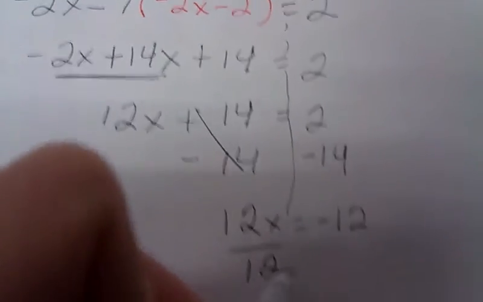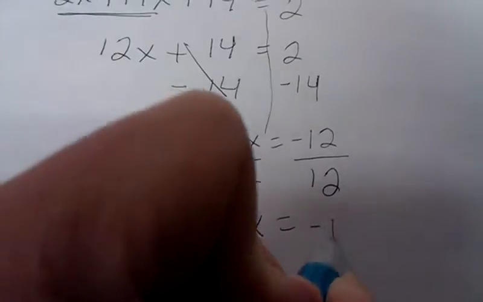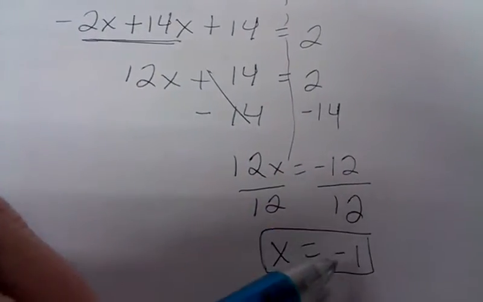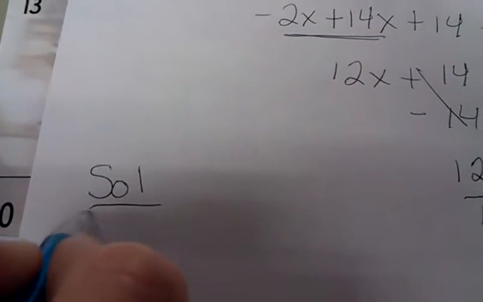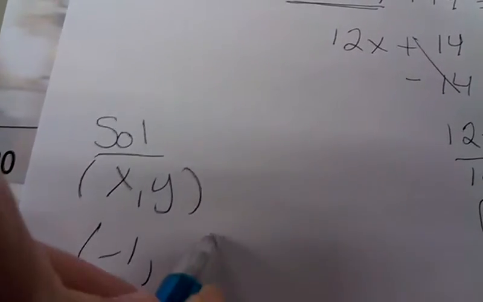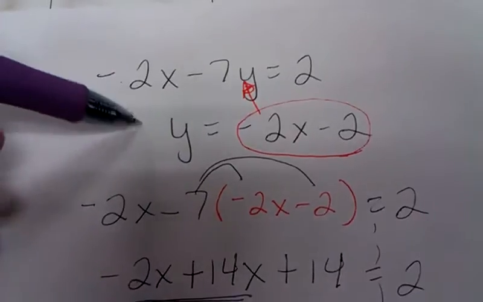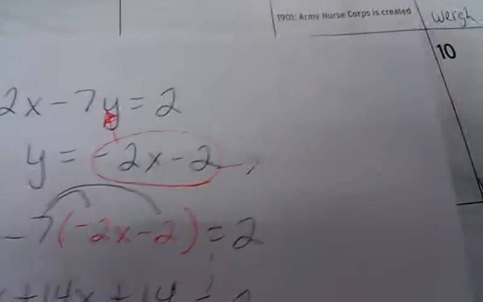You divide by 12. X equals negative 1. Negative 12 divided by 12 is negative 1. My solution, x was negative 1. Remember, it goes x then y. X is negative 1. Now I need to find y. So I'm going to come up here to my original equations. You can choose either one of these two equations. I will choose the one that's already in y equals form.